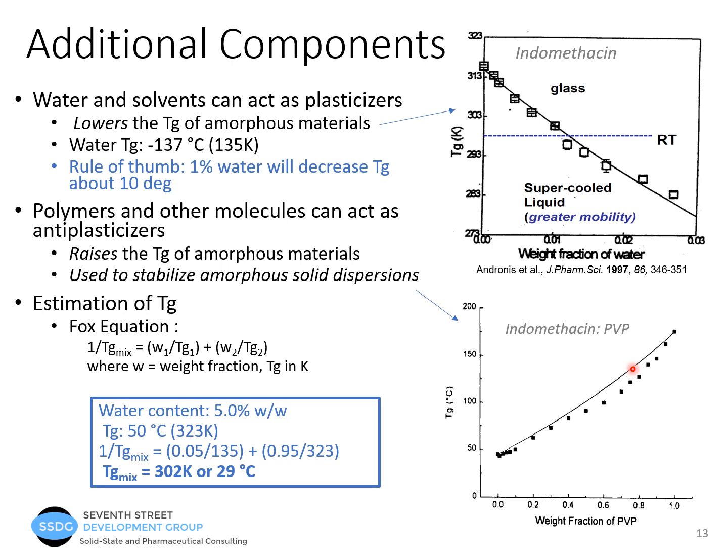The easiest way to do this is the Fox equation, and it's really just the weight fraction of whatever you're going to put in there. It can be water, it can be polymer, with the glass transition temperature of that component. And it's a very simple mathematical equation, and here's an example. If you have 5% water and you have a Tg of about 50 degrees for your amorphous API, we have 5% water with a glass transition temperature of 135 K plus 95% of our API with a Tg around 323, and that gives us a Tg mix of about 29 degrees. So again, a very simple equation just to give us an estimate.